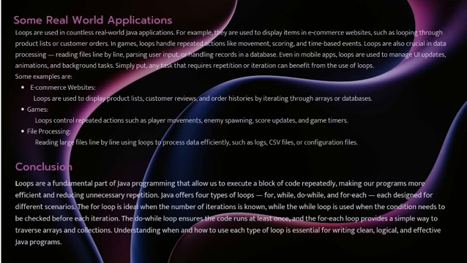condition needs to be checked before each iteration. The do while loop ensures the code runs at least once, and the for each loop provides a simple way to traverse arrays and collections. Understanding when and how to use each type of loop is essential for writing clean, logical, and effective Java programs.